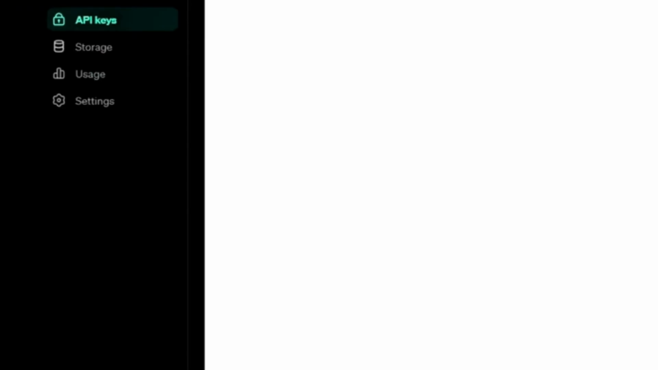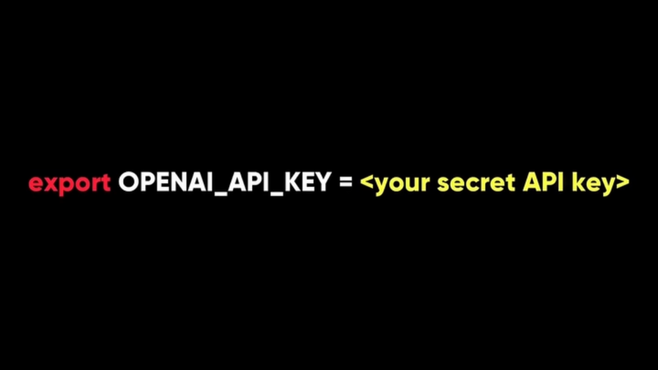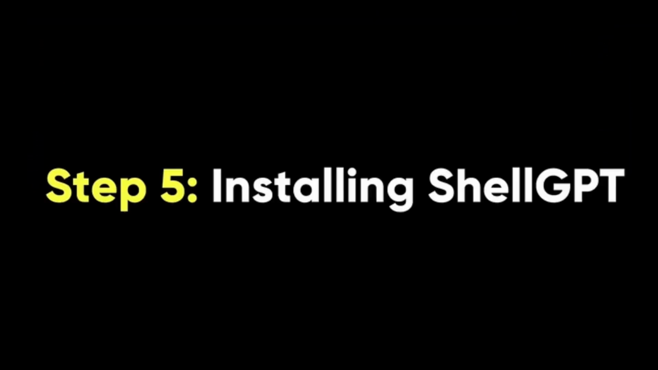Paste your API key into a text editor and save it with a name that makes sense to you. This key is your ticket to accessing ChatGPT's powers, so keep it safe. And there you have it, your very own ChatGPT API key, ready to unleash the magic. Now that you've got your hands on that shiny new API key, let's make sure ShellGPT can use it. If you're up for a quick command line trick, just type the following, replacing your secret API key with your actual API key.